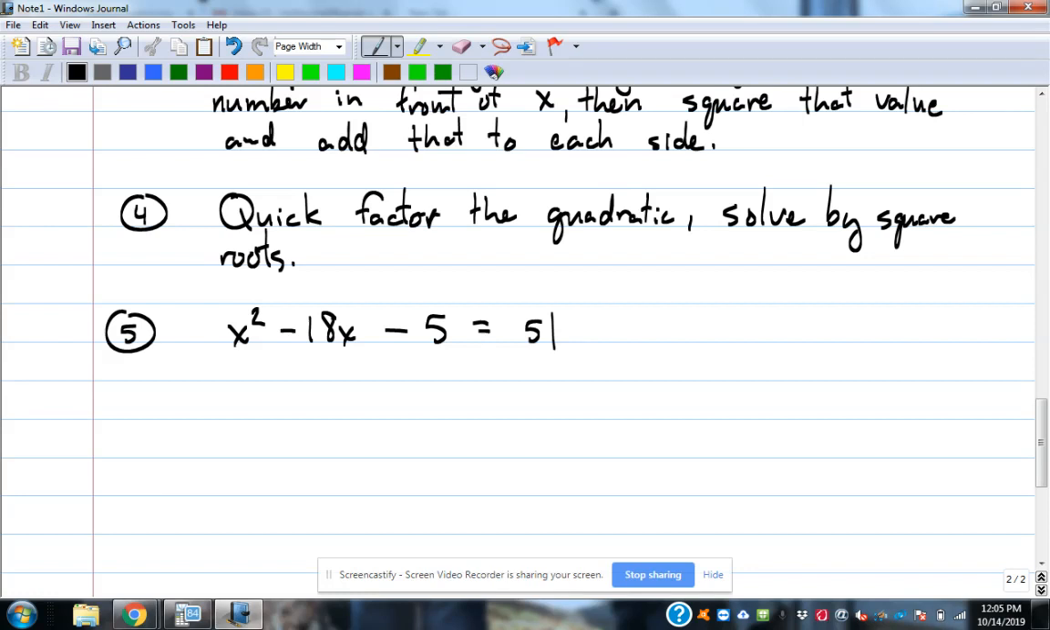So the first thing that we need to do is move the plain number over to the other side of the equal sign and get x squared and plain x on the same side by themselves. So I'm going to add 5. That's going to give me x squared minus 18x, and I'm going to leave a little space and then have my 56 over there.